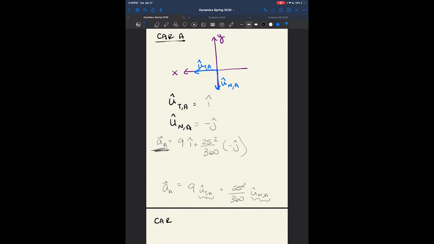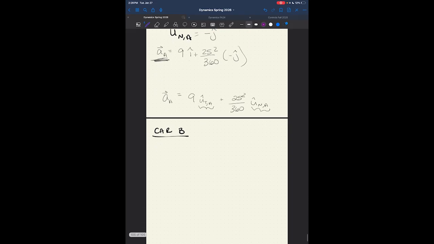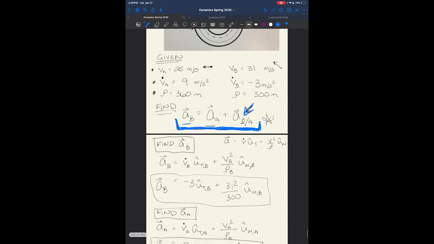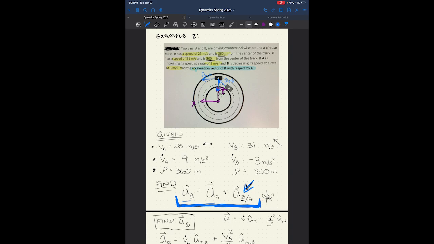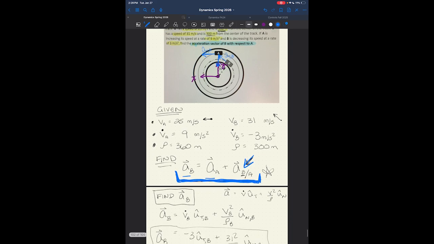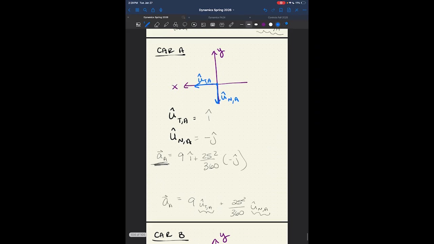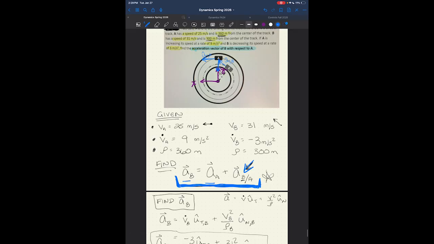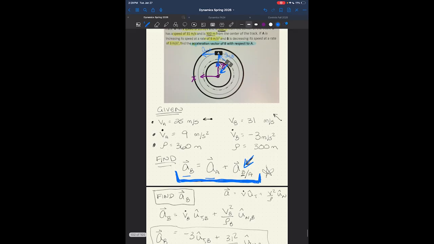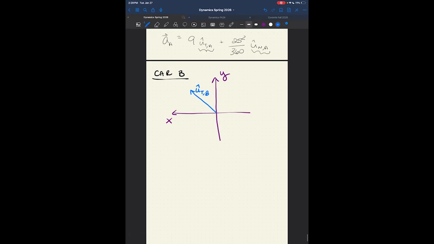And now I need to do the same thing for car B. So again, I'm going to put my coordinate systems smack on top of one another. I've got x, I've got y. But now the tangential direction for B points kind of up and to the left. I'll draw it like this, u hat t comma b. And the normal direction for B points into the center of the curve, which is down and to the left. So something like this.